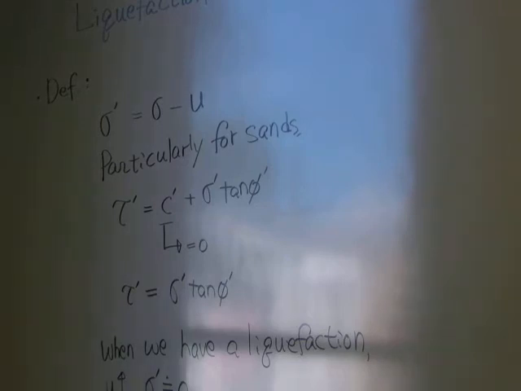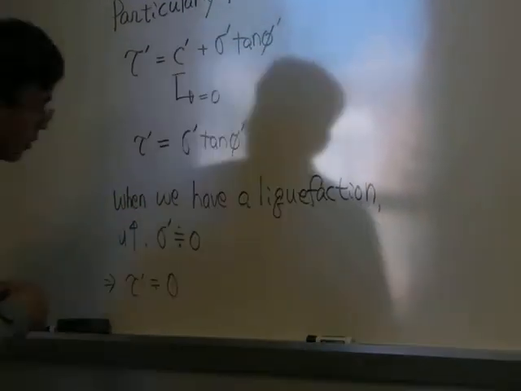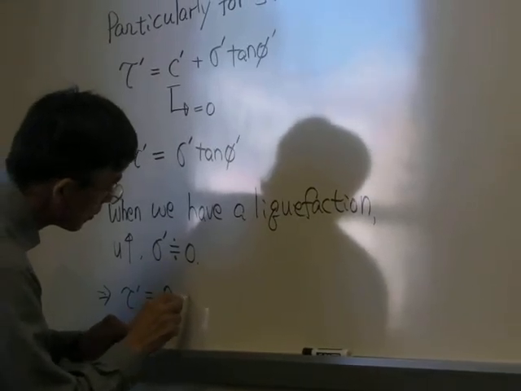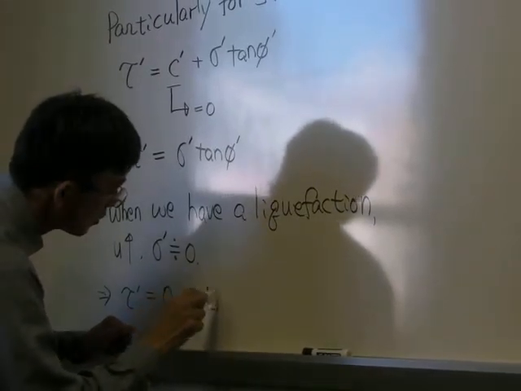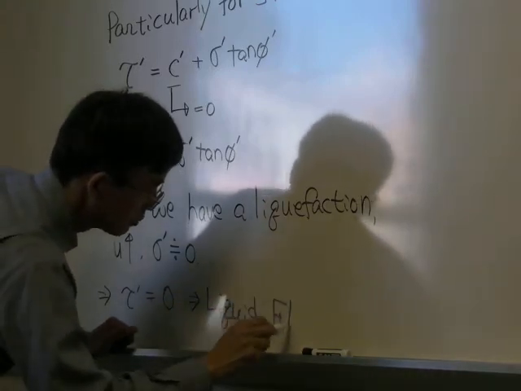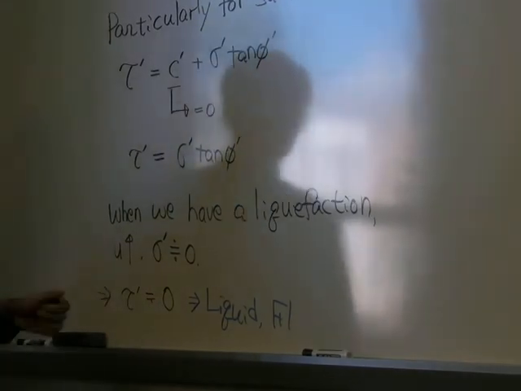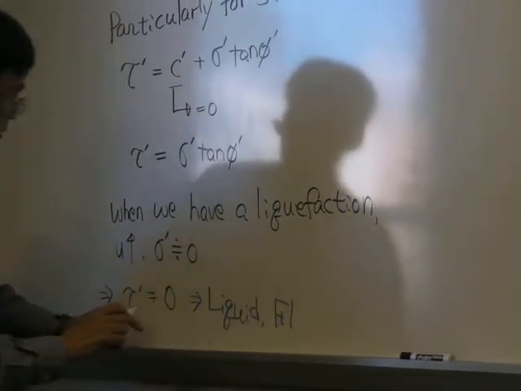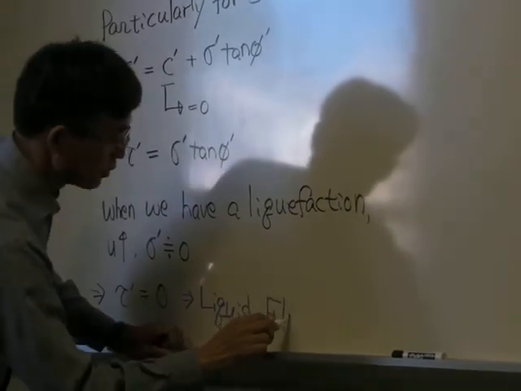What is the typical material that has shear strength 0? Which material has 0 shear strength? Water or whatever liquid you have. Liquid cannot take any shear strength. Or you can say fluid. Actually, fluid and liquid are not exactly the same, but we can say shear strength 0 should be liquid or fluid.